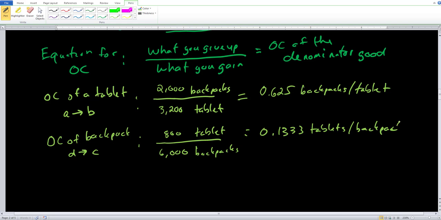And once again, what is the interpretation of this number right here? It tells us that in order for us to produce one additional backpack, we have to give up on the production of 0.1333 tablets. So interpretation also very, very important.